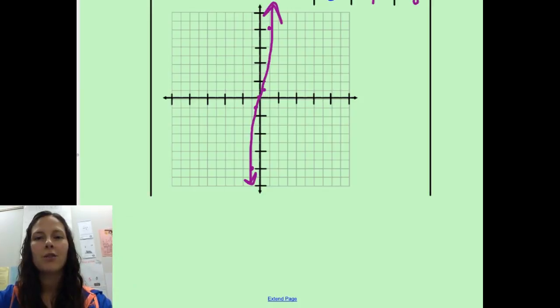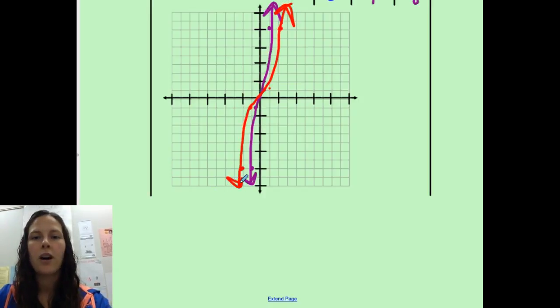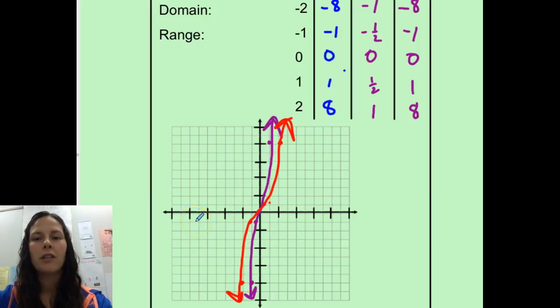To compare this to the parent function, we had -2, -8, -1, -1, 1, 1, and 2, 8. So you can see that this was squashed towards the y-axis, or horizontally compressed, by a factor of 1/2. Domain and range for our parent function as well as our compression, all real numbers for both.